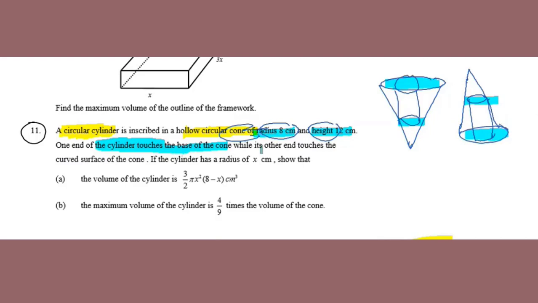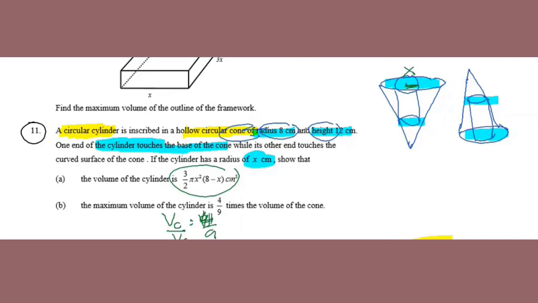And then if the cylinder has a radius x, show that the volume of the cylinder is this one. And the maximum volume of the cylinder is 4/9 times the volume of the cone. Okay, the ratio of the maximum volume of the cylinder to the volume of the cone is equal to 4/9. This is what we need to show.